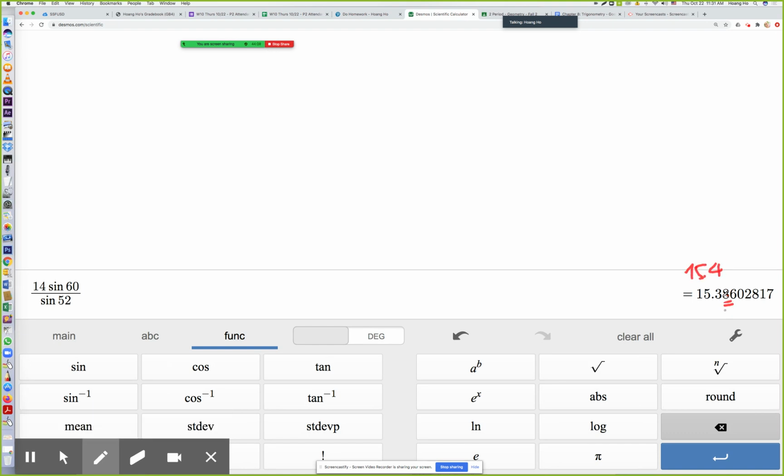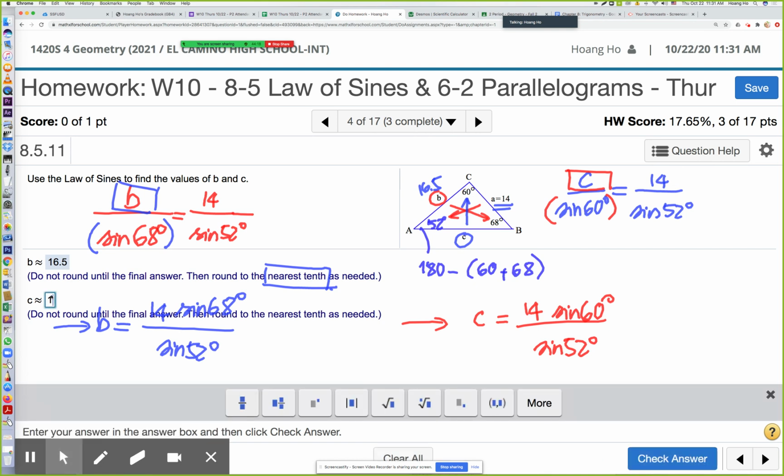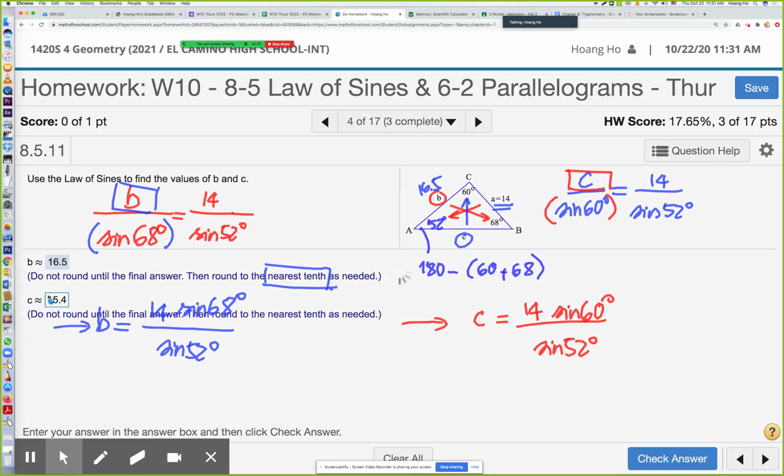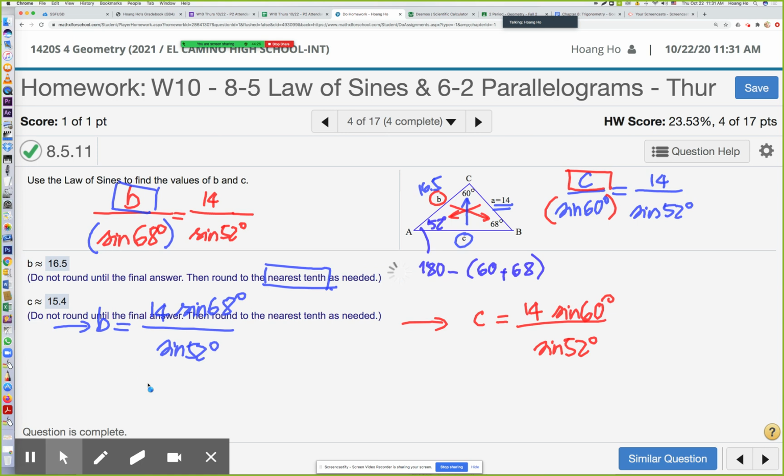15.4, because the number after it you round up to the number in front. So 15.4. So I go over here, I put 15.4, and then I'm done. All right, next question.